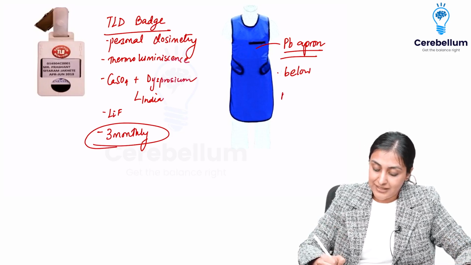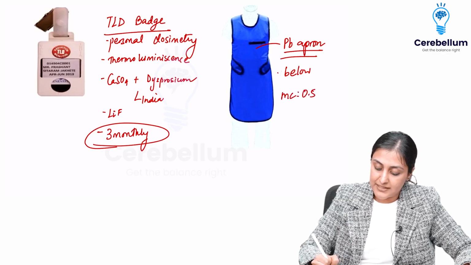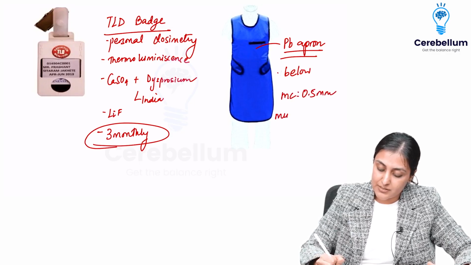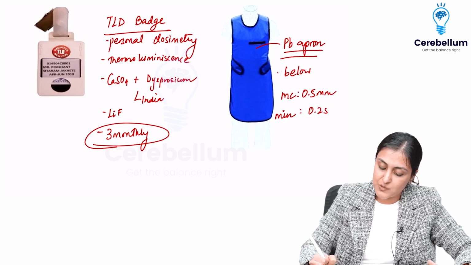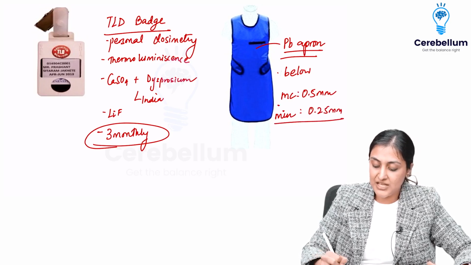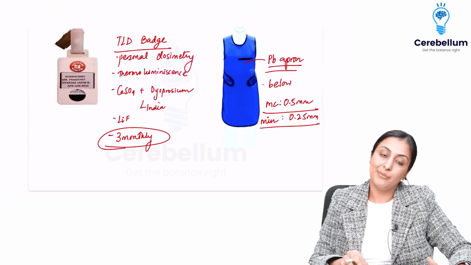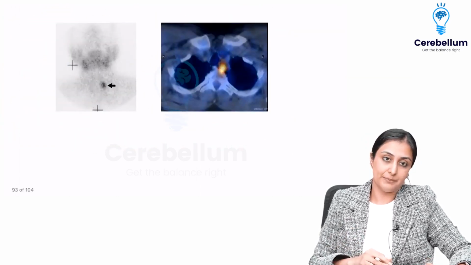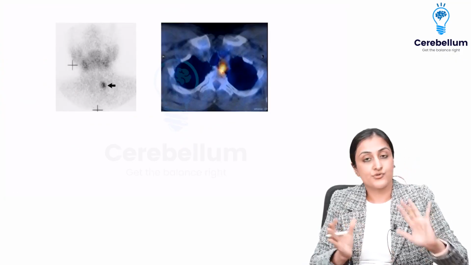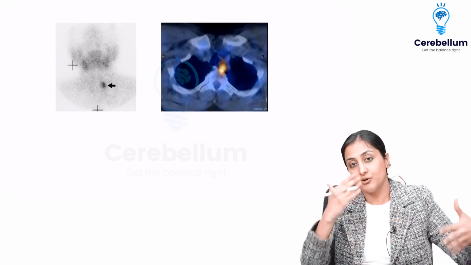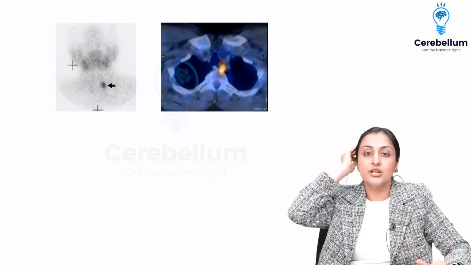The thickness of the lead apron, they ask. The most common thickness is 0.5 millimeters, whereas the minimum thickness of a lead apron is 0.25. Both have been asked. So most commonly 0.5, minimum thickness 0.25 mm. Now let's venture into, so this was all general radio that we had to do. Now we venture into nuclear medicine.